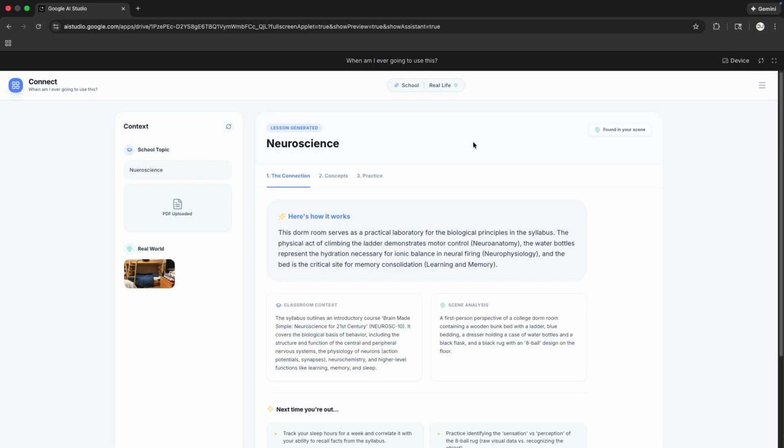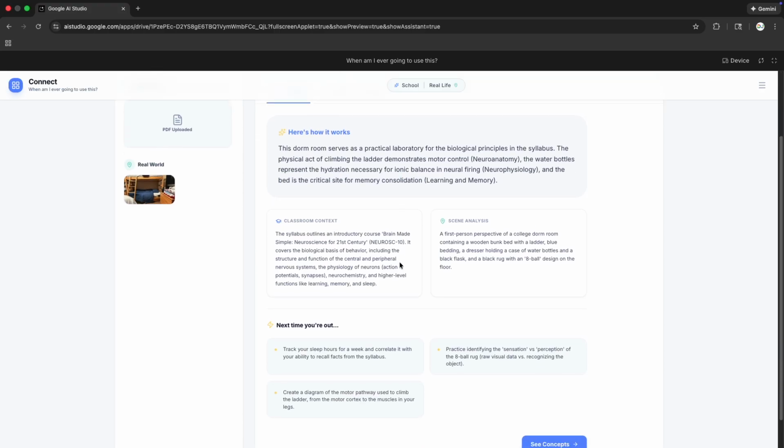The app generates a neuroscience lesson and first shows the connection. It explains that this dorm room serves as a practical lab for the syllabus. Climbing the ladder shows motor control, the water balls represent hydration and ionic balance for neural firing, and the bed becomes a site of memory consolidation from the learning and memory unit.